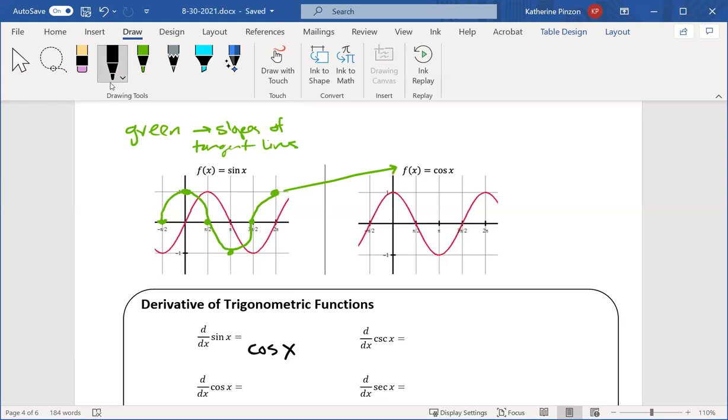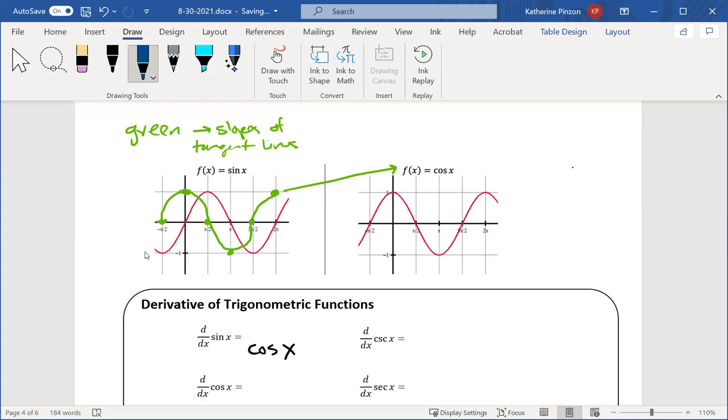Okay, I'm going to do the same thing for cosine. You might be thinking to yourself, I already know the answer. I don't know if you do or not, so let's see. Let's look at the cosine graph. I'm going to ask you the same questions. I started with, where on the cosine graph do you think the slopes of the tangent lines are 0?